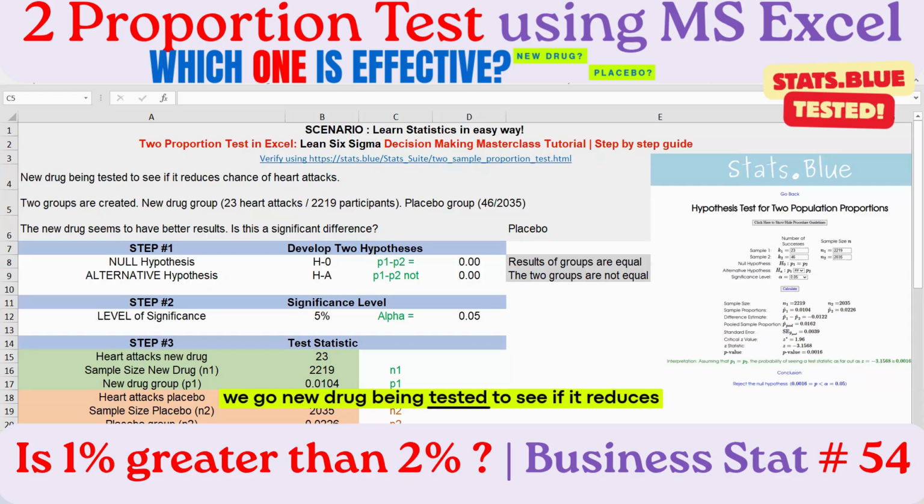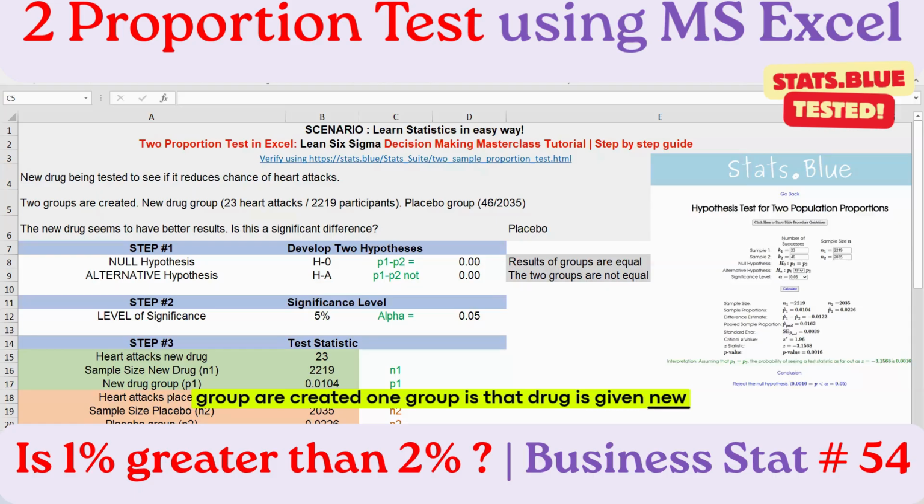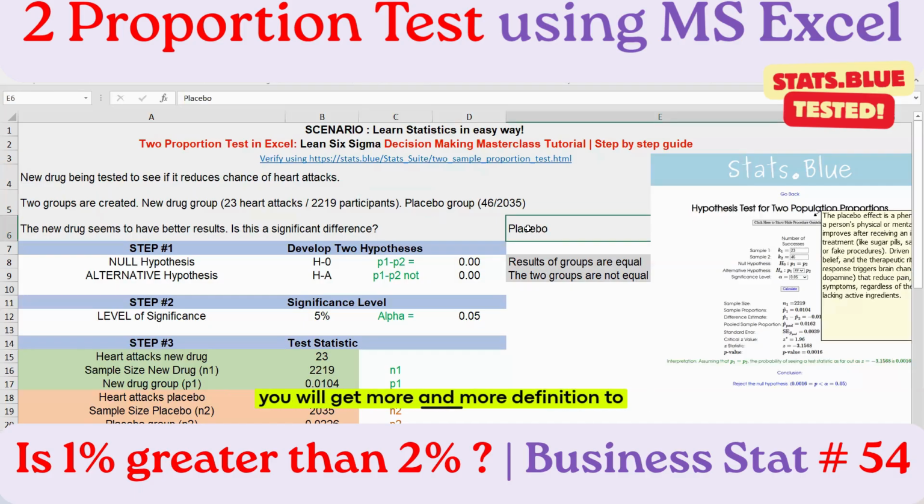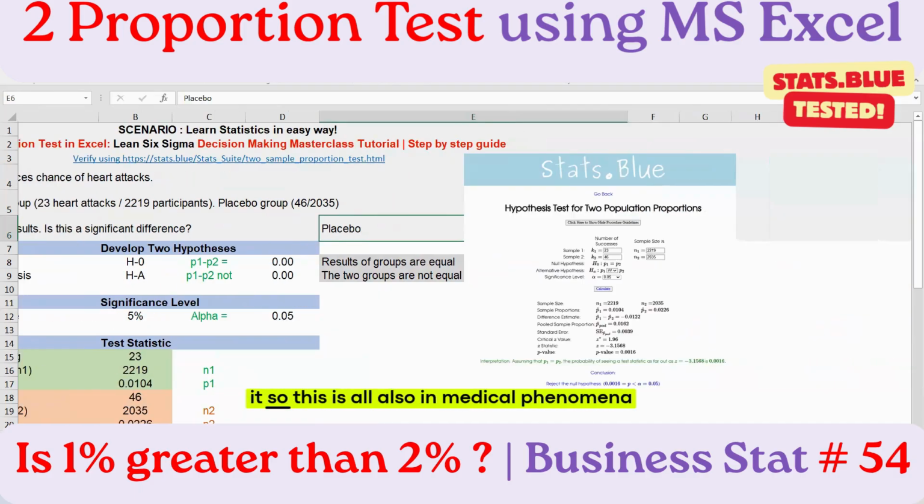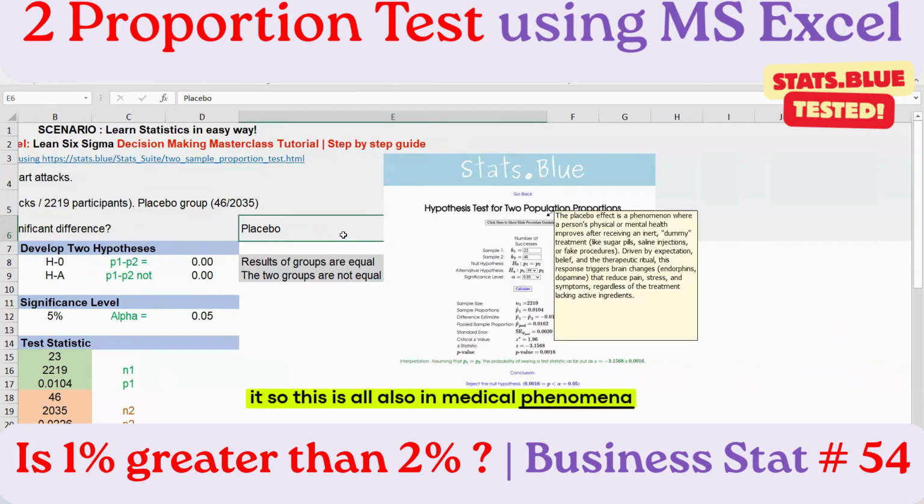The scenario, here we go. A new drug is being tested to see if it reduces the chance of a heart attack. Two groups are created. In one group the new drug is given, and in another group there is the placebo effect. They've been told that they will be all right, or they have a perception that they will be all right, right? So just to speak about the placebo, you will get more and more definition to it. This is also a medical phenomenon.